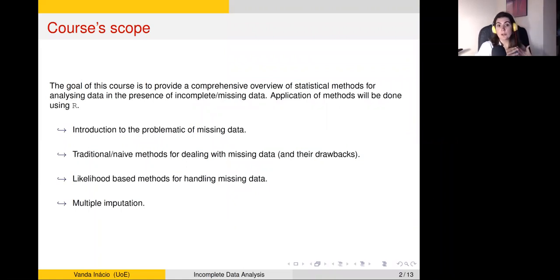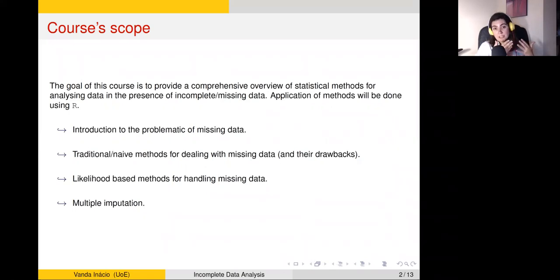The major goal of this course is to provide you with an overview of the available statistical methods for dealing with datasets that contain missing values. And the application of the methods will be done using the R statistical software. We will be covering four major topics. The first topic, the one that we are starting today, covers the introduction to the missing data problem, and we will be learning concepts such as missing data pattern and missing data mechanism.